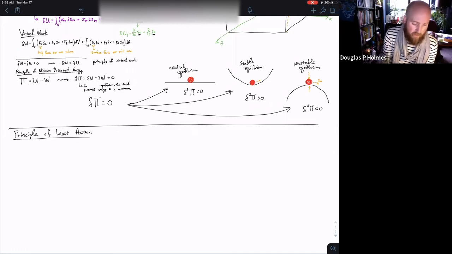Let's take a ball and throw it from here to there. Okay, so what does that mean? I'm going to take a ball from here and I'm going to throw it to there.